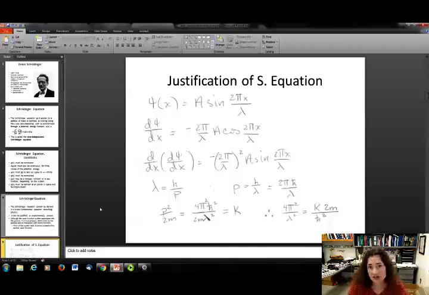To do that, we're going to have to take a couple of derivatives of our wave function. The first derivative gives us minus 2 pi over lambda times A times cosine of 2 pi x over lambda. The derivative of a sine is a cosine. Then the Schrodinger equation involves the second derivative, so let's take another derivative, and we get minus 2 pi over lambda squared times A sine of 2 pi x over lambda.